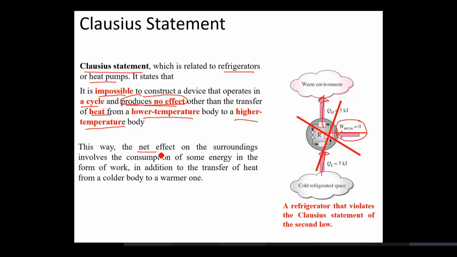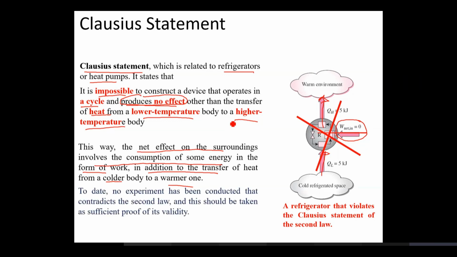This way, the net effect on the surroundings involves consumption of some energy in the form of work, in addition to transferring the heat from the cold body to the warm body. So the net effect on the surroundings has to be there because you have to supply some work to the compressor in order to operate the refrigeration cycle. If you would not have that, transferring heat from low temperature to high temperature bodies spontaneously or naturally is not possible. Clear? So to date, no experiment has been conducted that contradicts the second law, and this should be taken as sufficient proof for its validity. Clear enough?